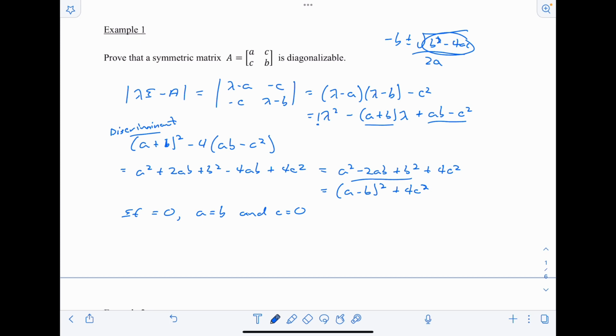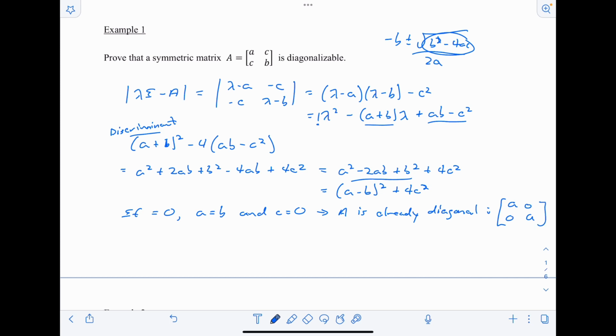So in this case, what would happen then is if a and b are the same and c is 0, a is already diagonal. Because if we go back to our original matrix, if a and b are the same, we can just call those both a, and if c is 0, you'd have 0 and 0, and that's a diagonal matrix.